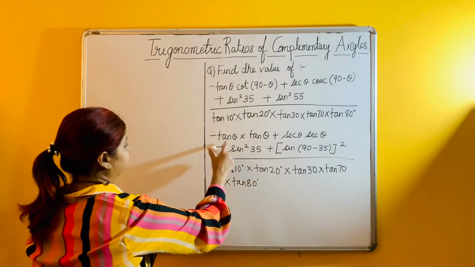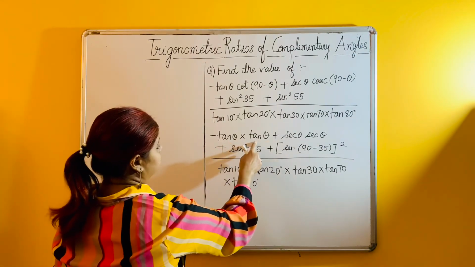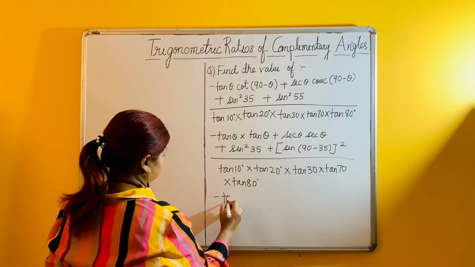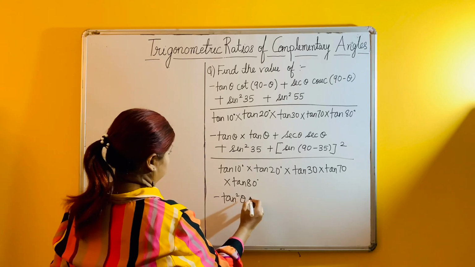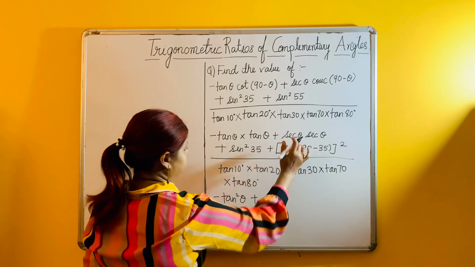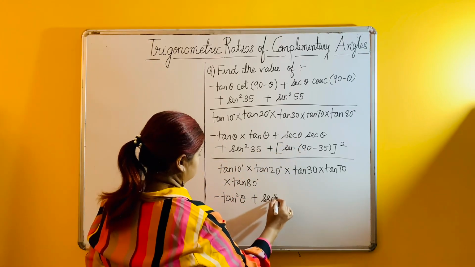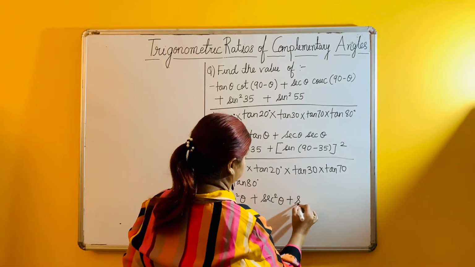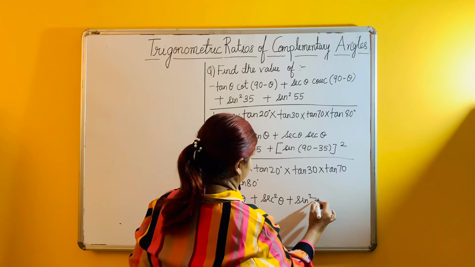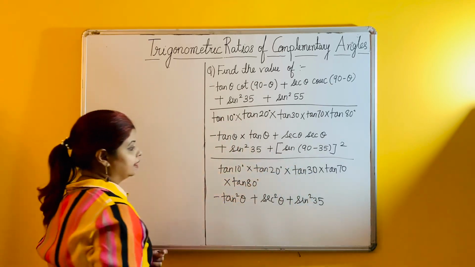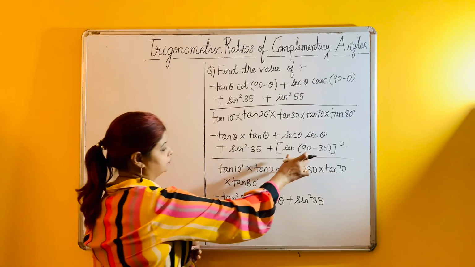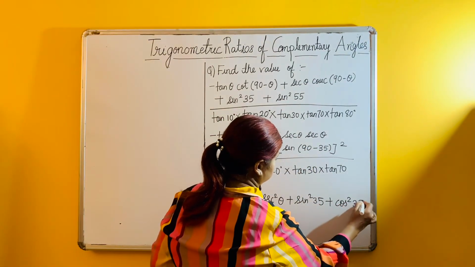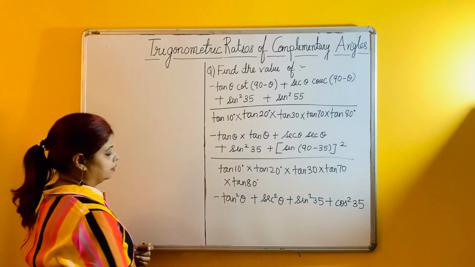Now, here if you see, it is tan square theta. So, it is minus tan square theta plus this is sec square theta. Then this is sin square 35. And what is sin 90 minus 35? It is cos 35. So, it will become cos square 35.